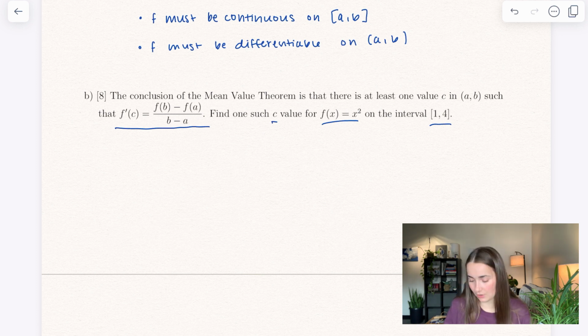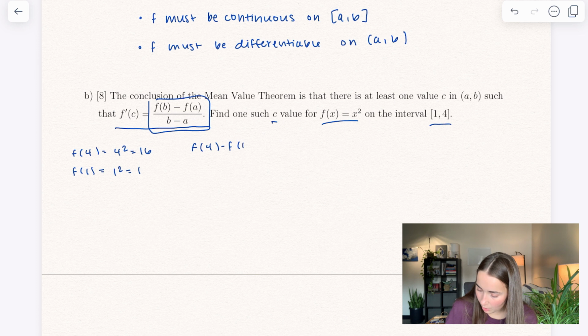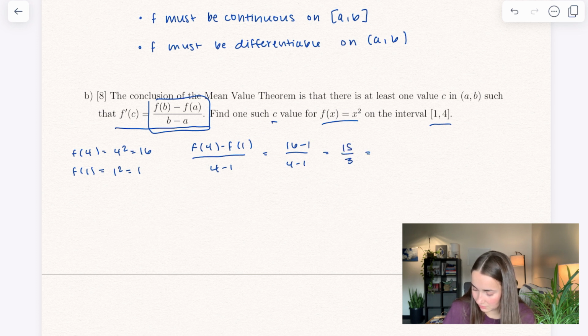So let's go ahead and plug in our endpoints. First, I'm going to plug in f of 4. Here we get 4 to the power of 2, which is 16. I'm going to do the same thing with our other endpoint. We get 1 squared, which is equal to 1. So if I set up this first part, we get f of 4 minus f of 1 all over 4 minus 1. So this is equal to 16 minus 1 over 4 minus 1, and this is going to be 15 divided by 3, which is just 5.